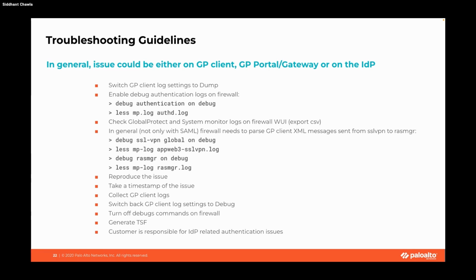For example, if there are no issues on the firewall, we are able to see correct redirection. However, it's the IDP that is denying the authentication. Then in that case, you may have to reach out to your IDP team to check on it. Because when we talk about Palo Alto, our scope is only limited to the firewall and the GP application.